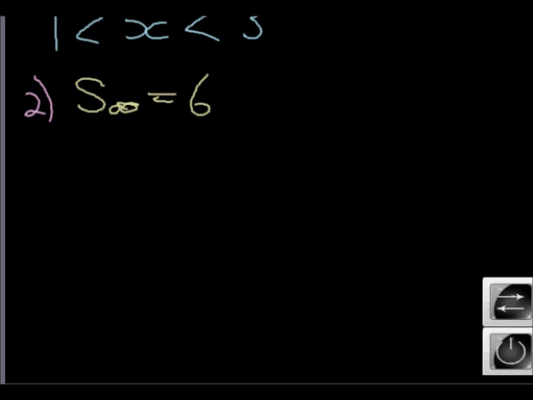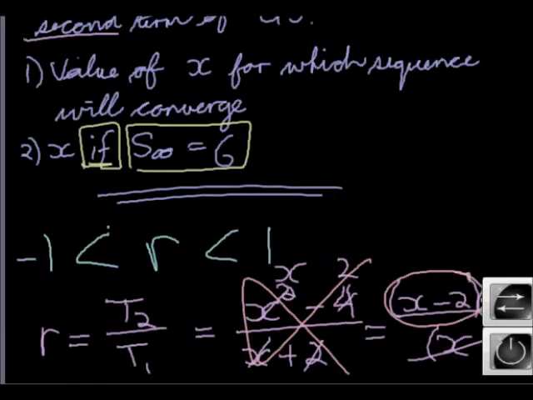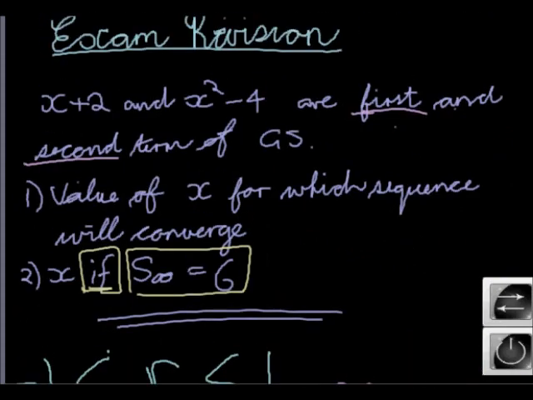Formula of what? A sum to infinity. What is that formula? A over 1 minus r. That is the formula for sum to infinity, equal to 6. Do I know what A is? What is A? x plus 2. Why? Because A is the first term. Here's my first term.